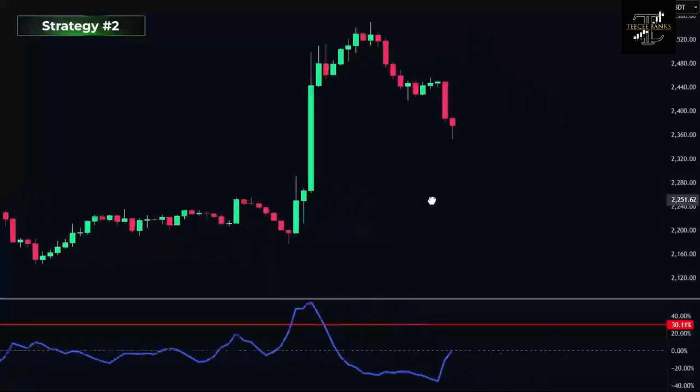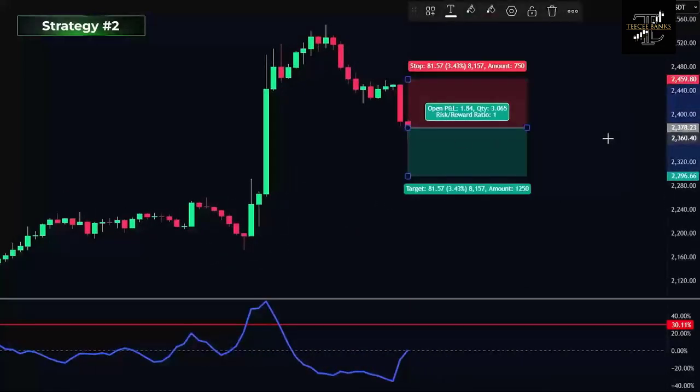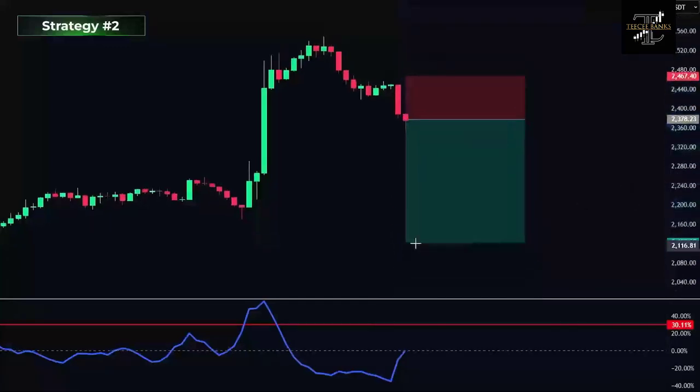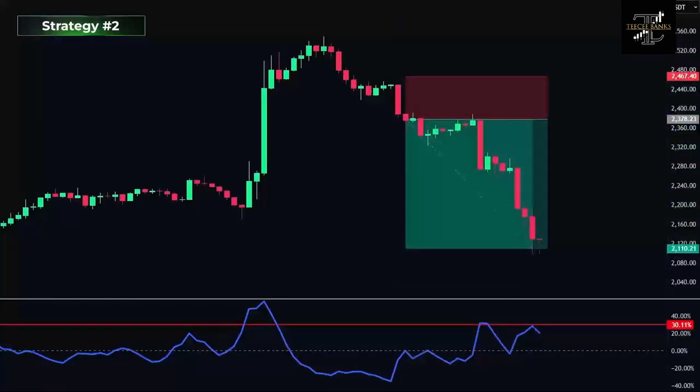So once all the conditions are met, we place a short position. Next, we can place a stop loss slightly above our entry, and take profit is set at 3 times the risk. As you can see, price reverses and hits our take profit target.